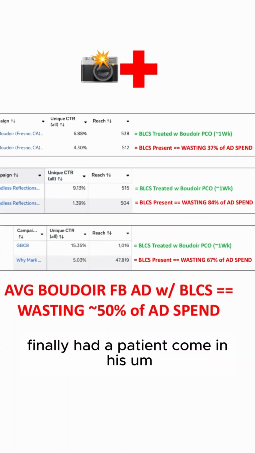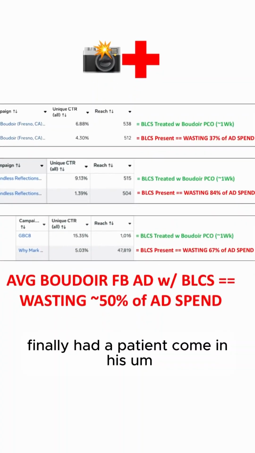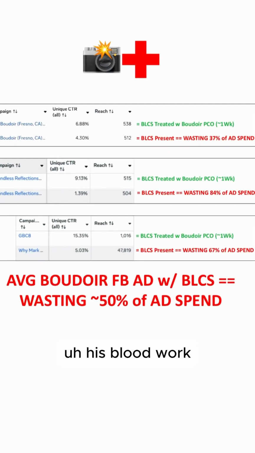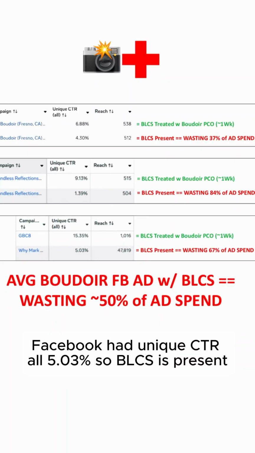Finally, had a patient come in. His Boudoir Facebook ad unique CTR was 5.03%. So BLCS is present.